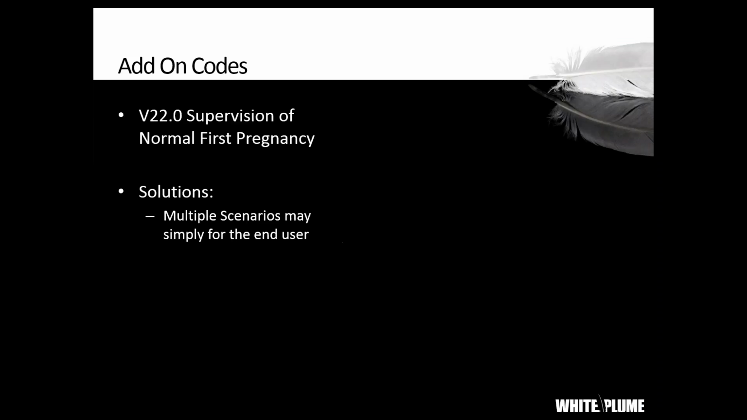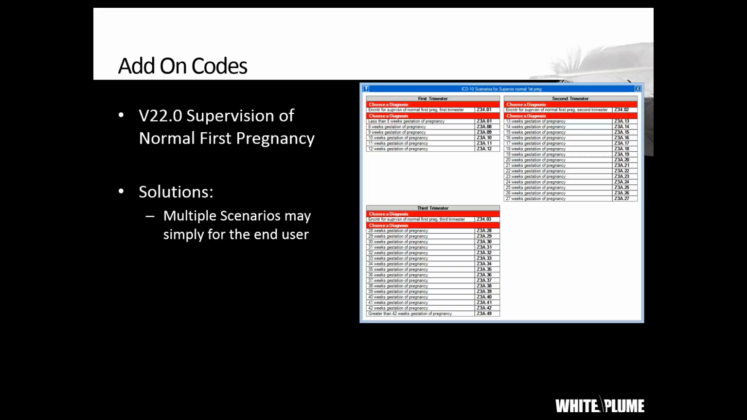So let me show you what we've done here. Same code, but what we're going to do is we're going to use multiple scenarios to try to make that an easier solution for the end user. You can see they've organized it by trimester, first, second, third trimester, but it also shows you the gestation codes that correspond. So for the first trimester, it has the choices for less than 8, and then 8 through 12.